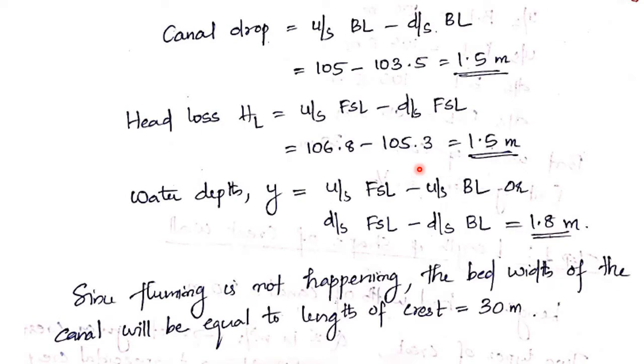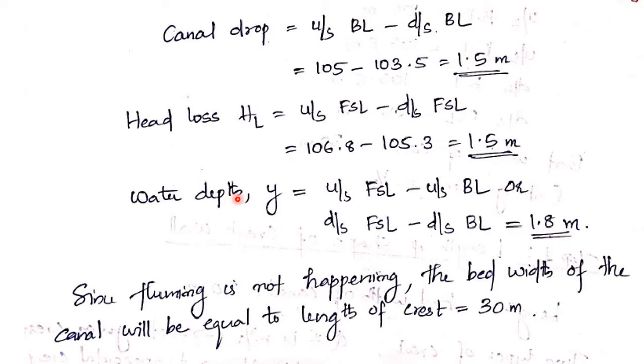Now in the second step, first we have to find out the canal drop. Canal drop is equal to the level difference between upstream bed level and downstream bed level. These values are given in the question, so we get 1.5 meters. Next is head loss HL, which we denoted in the previous figure. That is upstream FSL minus downstream FSL, that is 106.8 minus 105.3. We get 1.5 meters as the head loss. These values are all given in the question.